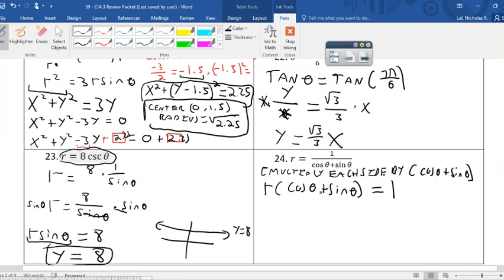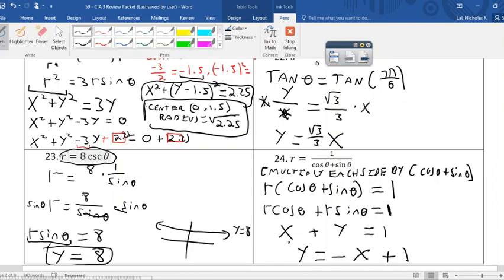Now we can distribute our r. So when we distribute our r, we will get r cosine of theta plus r sine of theta is equal to 1. When r cosine of theta plus r sine of theta equals 1, r cosine of theta stands for x, r sine of theta stands for y, and that's going to be equal to 1. If x plus y is equal to 1, that means y is equal to negative x plus 1. And then that is a linear equation where you have a slope of negative 1 and a y-intercept of positive 1.